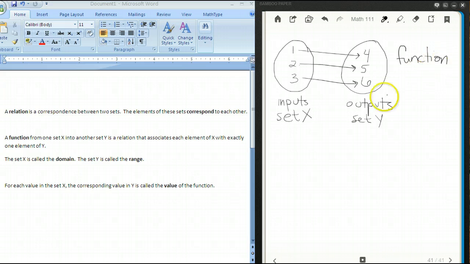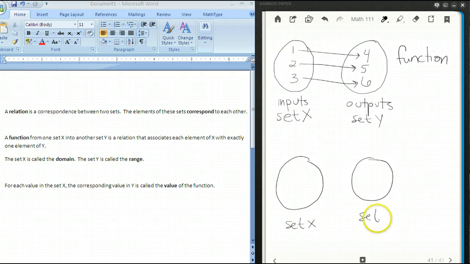Again, a function is just a special kind of relation. But let's look at another example. Let's consider another set of bubbles. We'll call this set x again, and we'll call this set y. Let's pick some different numbers. How about 3, 4, 2, and 1, 5, 7. I'm going to draw a relation. I'm just going to pick one. Okay, so this is a relation.